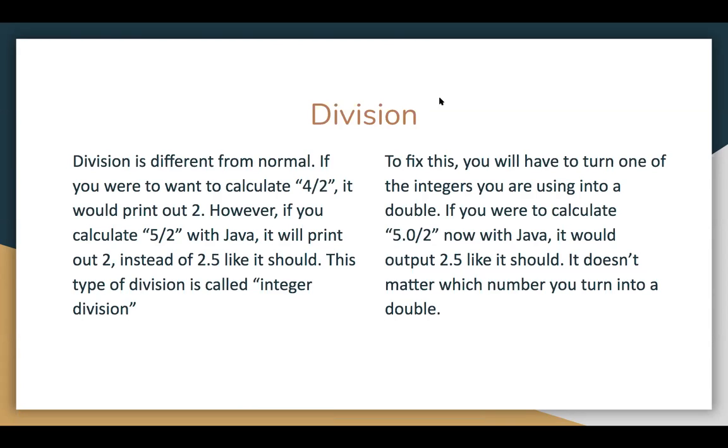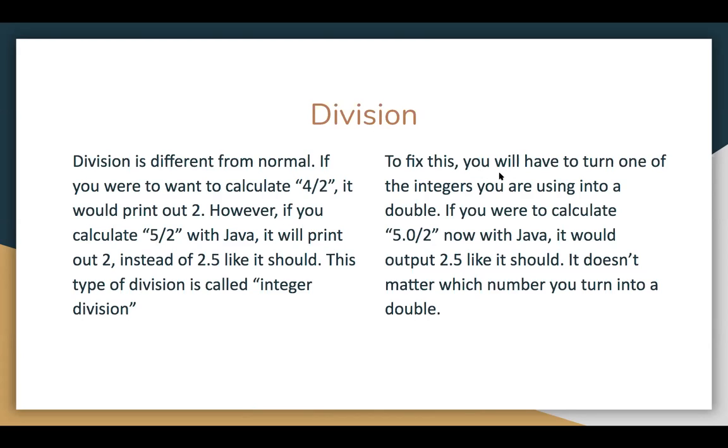Division. You might have noticed I didn't put division on the other side. That's because division is normal, and I wanted to explain it in more detail. If you wanted to calculate 4 divided by 2 in Java, it would print out 2, like normal. However, if you were to calculate 5 divided by 2 with Java, it will print out 2 instead of 2.5 like it should. This type of division is called integer division. You can think of it as integer division because you're dividing between integers, and what comes out is also an integer.